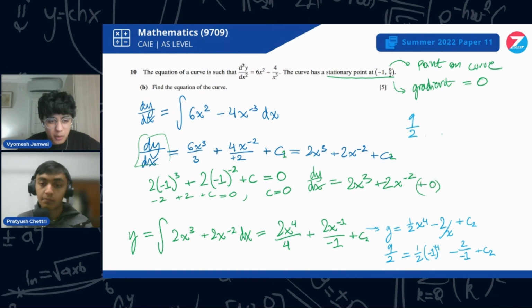So it'll be 9 upon 2. Negative 1 to the power 4 is just 1, so minus 1 upon 2. And then there is minus 2. So c2 would be equal to 2. Plus 2, yeah. Yeah, that should be it. And so we just put this back into the equation now. So y equals 1 upon 2 x to the power 4 minus 2 upon x plus 2.